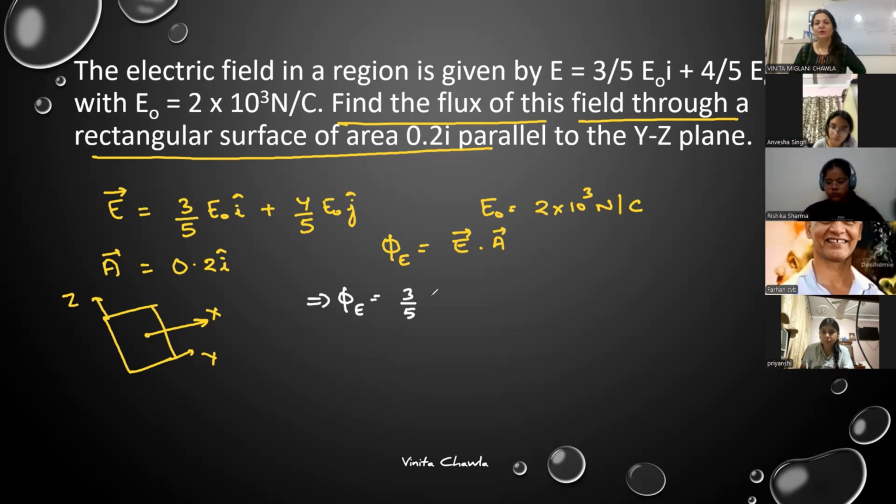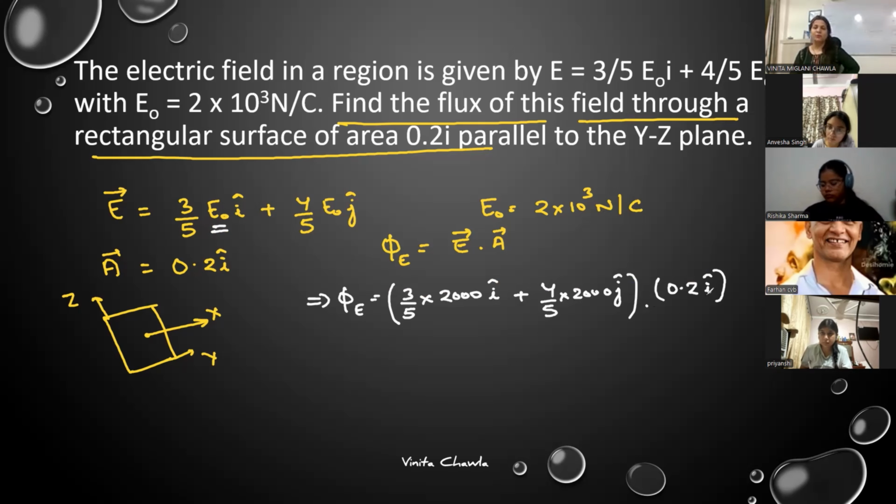3/5 into 2000 is the value of E naught, right? I cap, 2 into 10 to the power 3, it is given to us. Plus 4/5, again we have 2000, J cap. We will take the dot product. Area is 0.2 I cap.